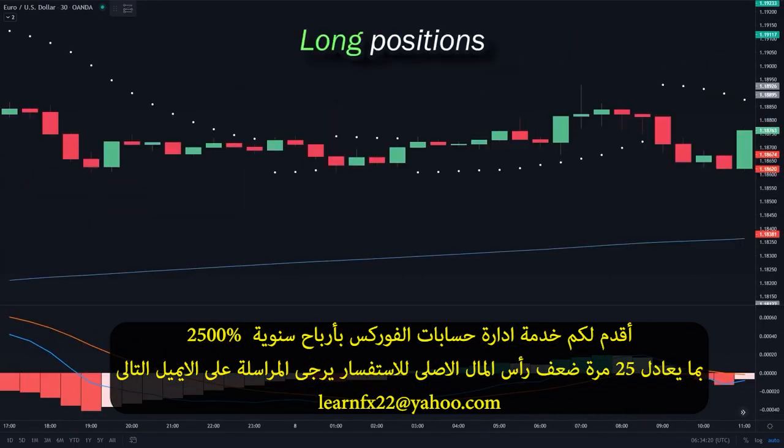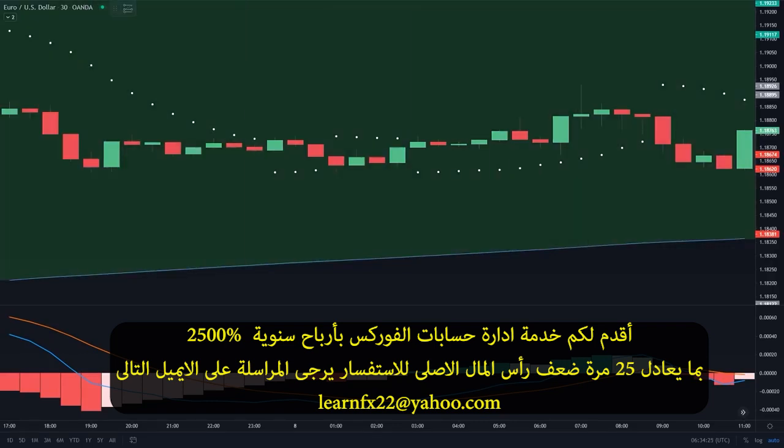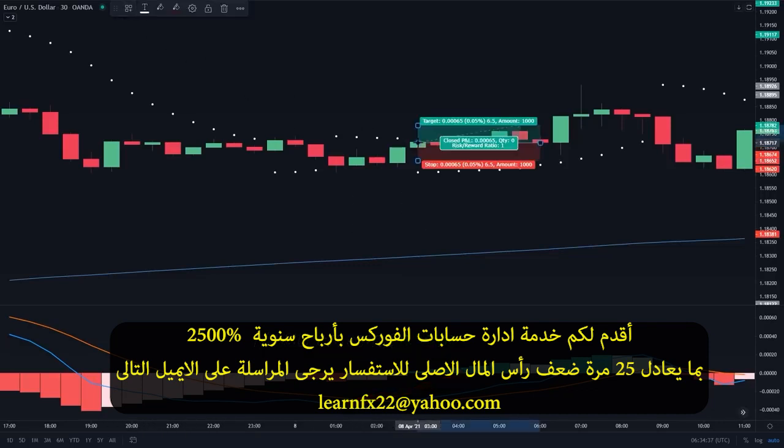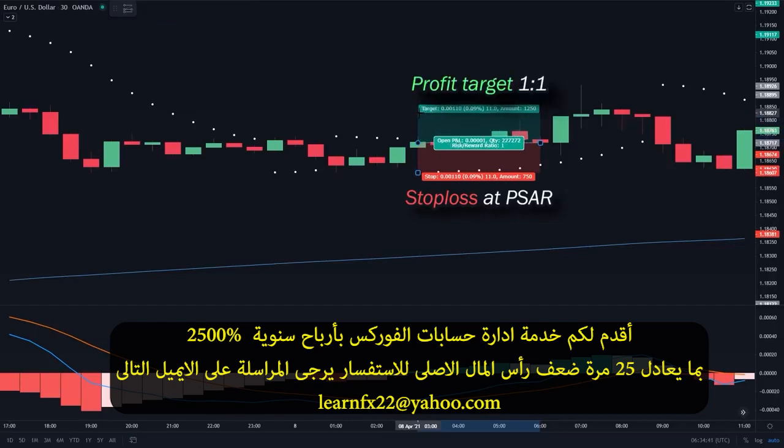So, let's start with long positions. The first step is you need to make sure that the price is above the 200 EMA. The next thing you need to see is the MACD line crossing above the signal line while the parabolic SAR is positioned below the candle like this. And so this will be your long entry. Next, for your exit strategy, you want to place your stop loss at the parabolic SAR and set your profit target at 1-to-1 risk ratio.